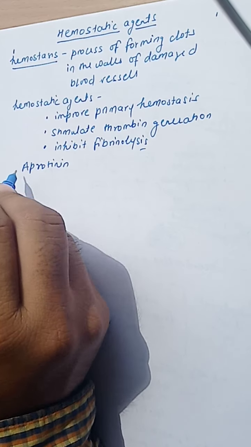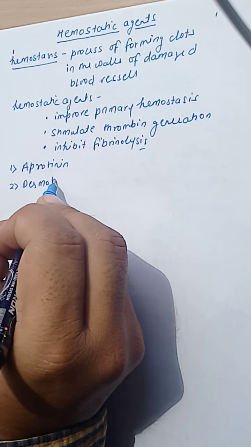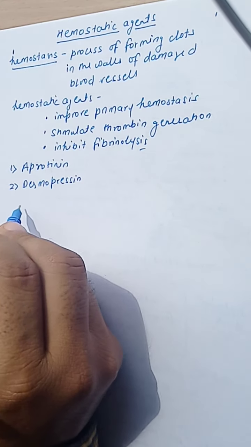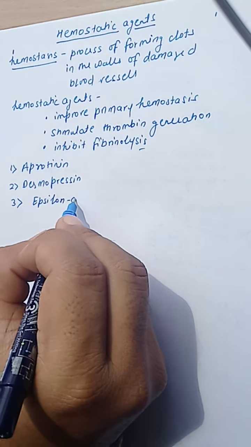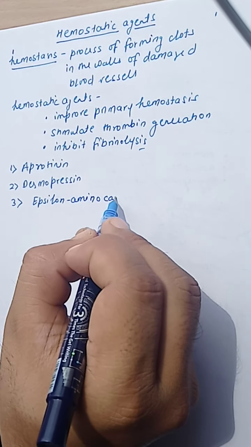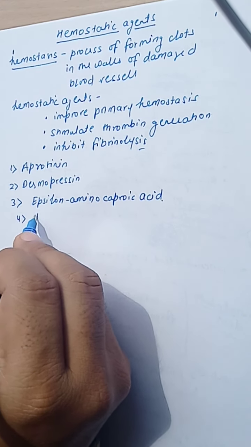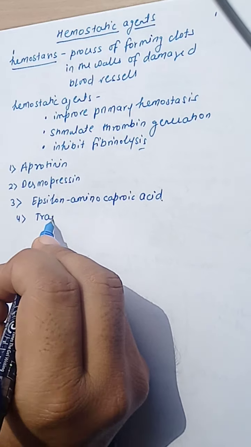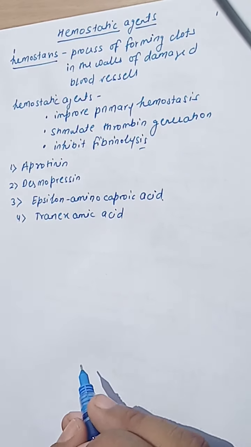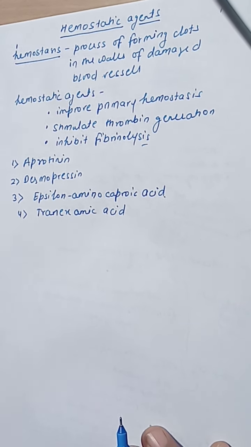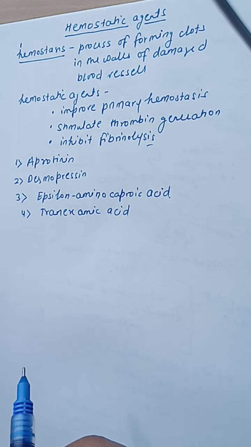And the hemostatic agent drugs are aprotinin, this is the first one. Second is desmopressin. Another is epsilon aminocaproic acid. Another is tranexamic acid. So these are the hemostatic agents: aprotinin, desmopressin, epsilon aminocaproic acid, and tranexamic acid.